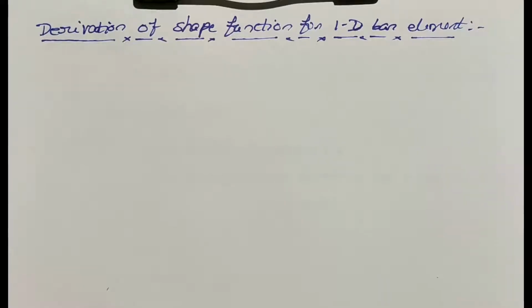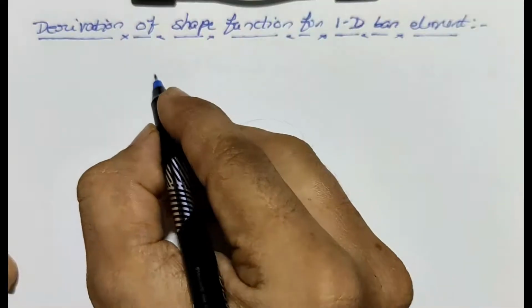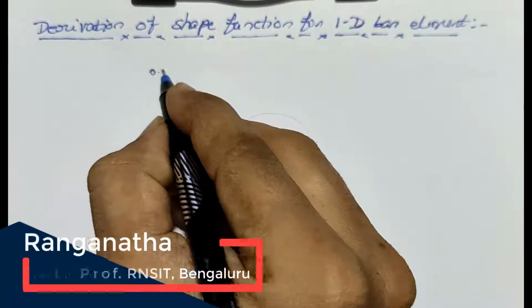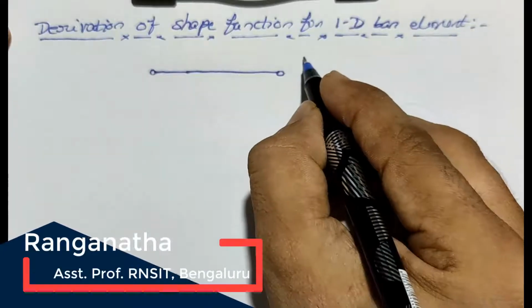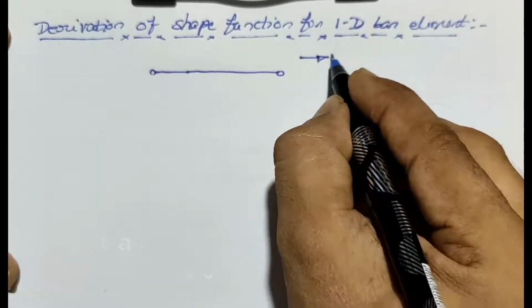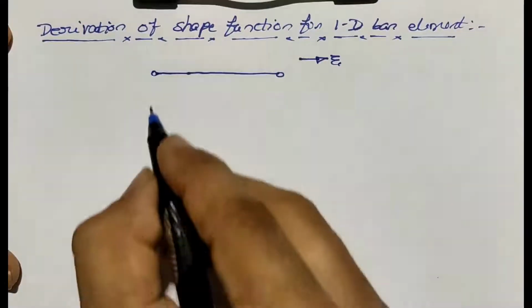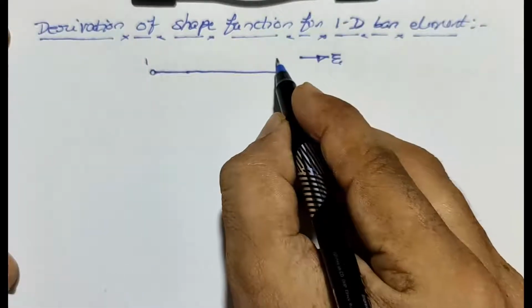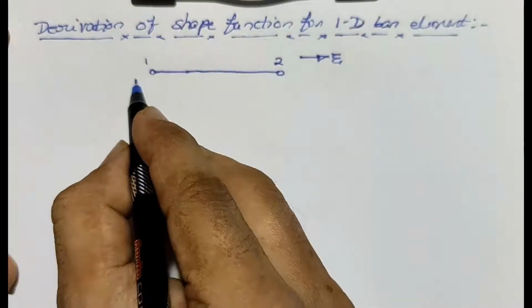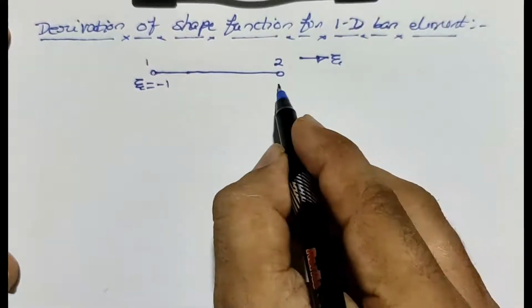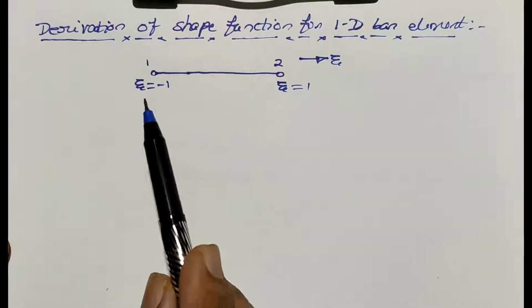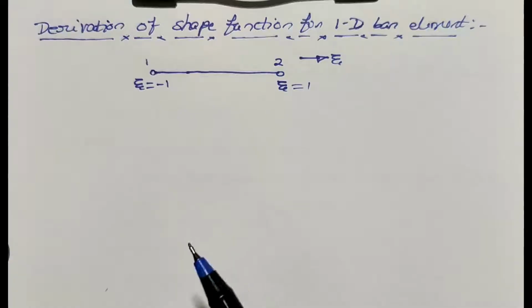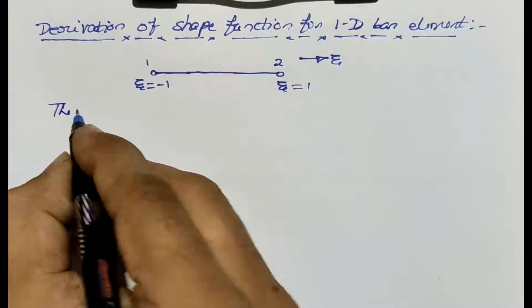Today we will derive the shape function for 1D bar element. We will consider a 1D bar element in natural coordinate system, which is represented by zeta. So node number 1, node number 2. We know that zeta varies from -1 to +1.